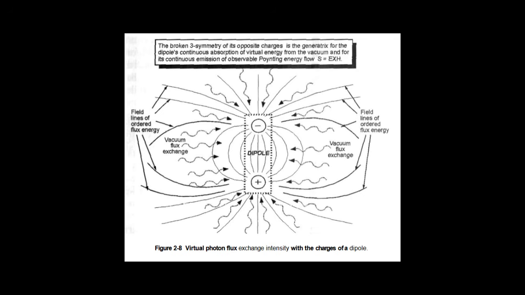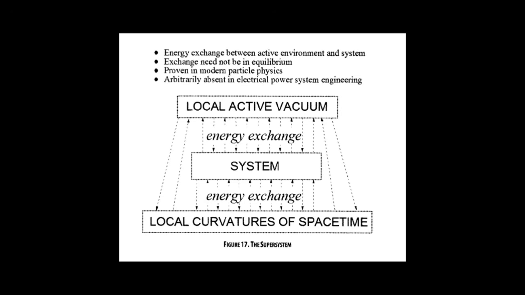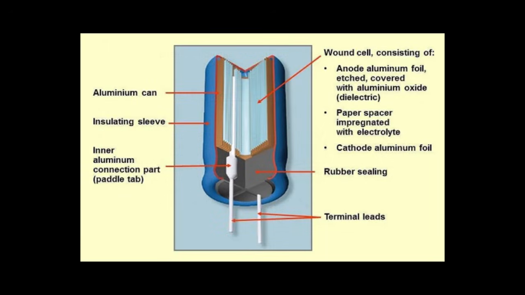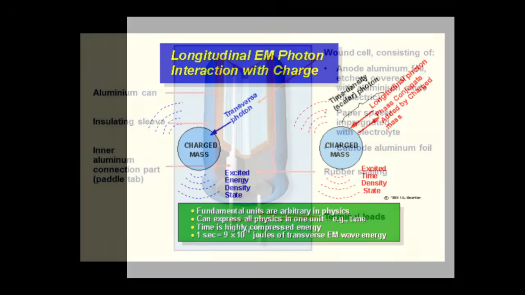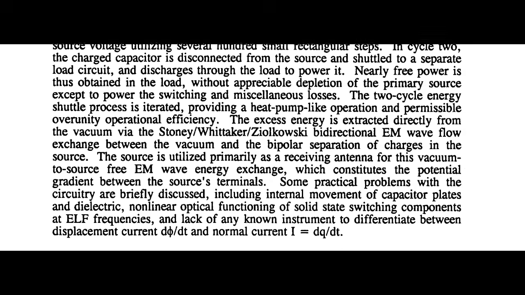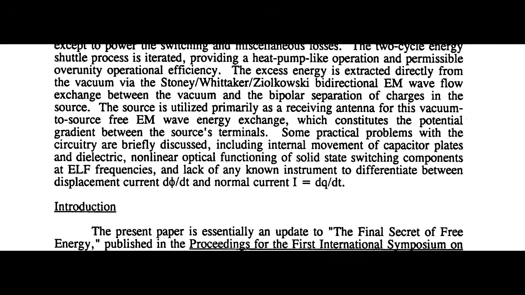The source is utilized primarily as a receiving antenna for this vacuum-to-source free EM wave exchange, which constitutes the potential gradient between the source's terminals. Some practical problems with the circuitry are briefly discussed, including internal movement of capacitor plates and dielectric, nonlinear optical functioning of solid-state switching components at ELF frequencies, and lack of any known instrument to differentiate between displacement current dφ/dt and normal current I = dq/dt.